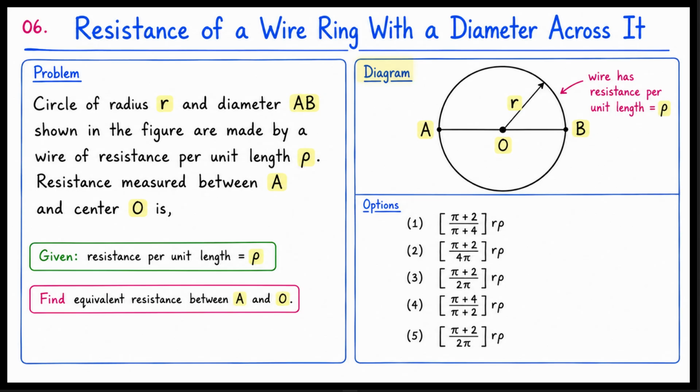Look at the answer options. They are all of the form something times r times ρ, and the something involves pi. That should already tell you the answer. We'll use the circumference 2πr somewhere. Before I show you the working, take a moment to look at the figure and predict. What symmetry is at play here, and how many distinct paths can current take from A to O?